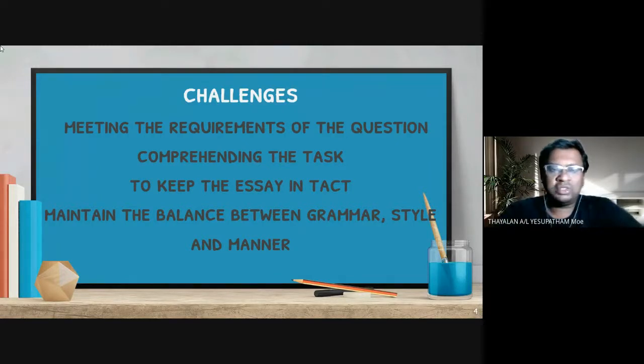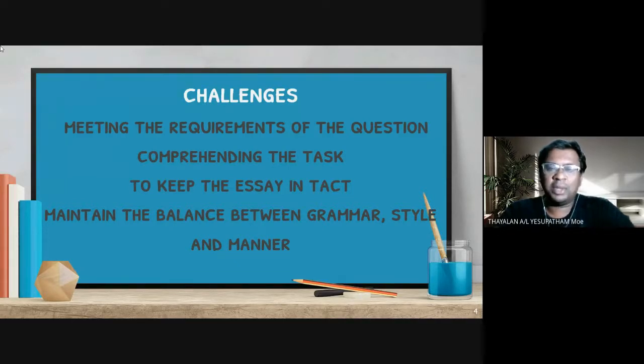You also need to maintain the balance between grammar, style, and manner. Your grammar must be accurate throughout the essay. The style as well as the manner has to be accurate as well. There should be a balance. It should not be too informal. Whatever question is being asked, you need to abide by the decorum or the order. If it is a report or an article, it has to be formal. If it is based on a story, it has to be expressive. If it is something that you have to describe, it has to be descriptive.